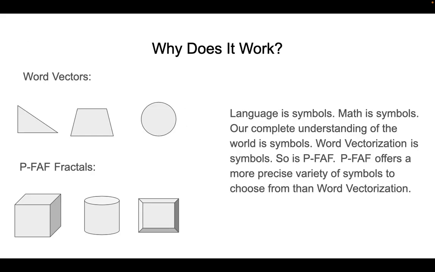Getting into why that works, I think this is a good visualization of what I've been talking about so far. Word vectors essentially take the words that we use, the symbols of words, and shrink them down into a single dimension. In this instance, it'd be two-dimensional shapes that we're looking at, right? Whereas PFAF fractals do that same shrinking down, but into three-dimensional shapes as opposed to two-dimensional shapes. And that's the big visual difference there.